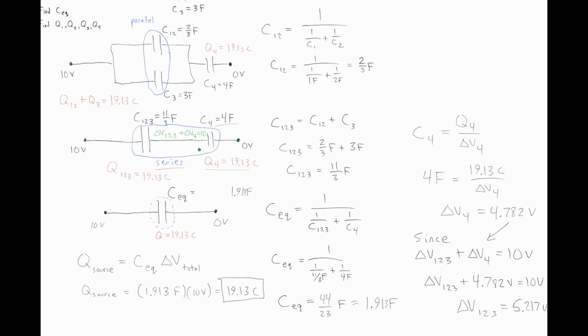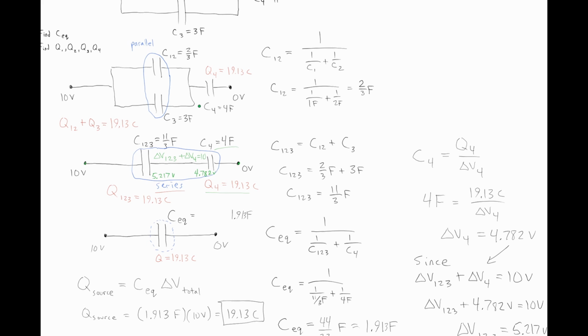So the voltage drops then are 4.782 here and 5.217 here. Now that's going to carry over to the previous picture as well. This capacitor drops 4.782 volts. And these guys, because they're in parallel, they'll drop the same amount. They'll both drop 5.217 volts.